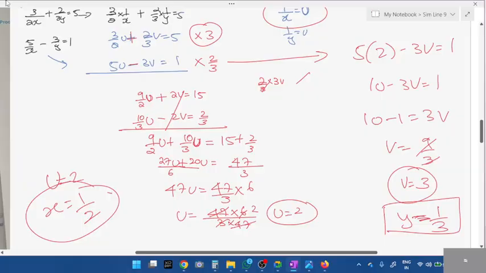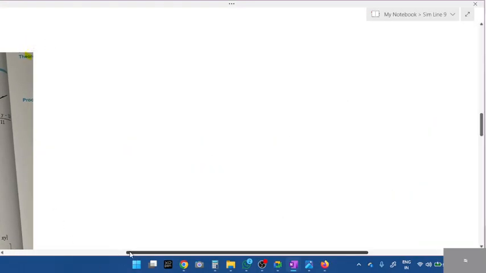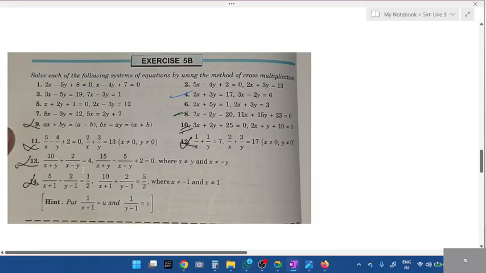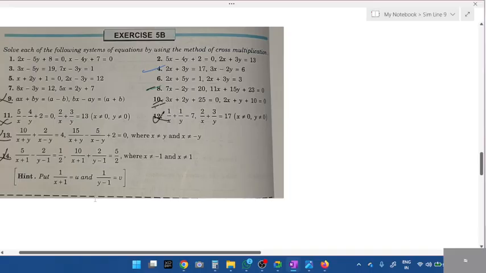Shall we try the next one, students? All of you completed? Okay, elimination is done. Substitution, we know. One question on cross multiplication method. How do you solve cross multiplication method? Let me take any one question. I'll take the sixth question. 2x plus 5y.